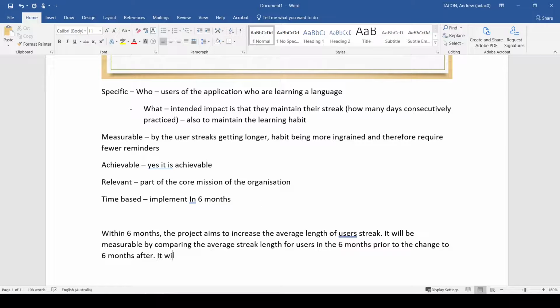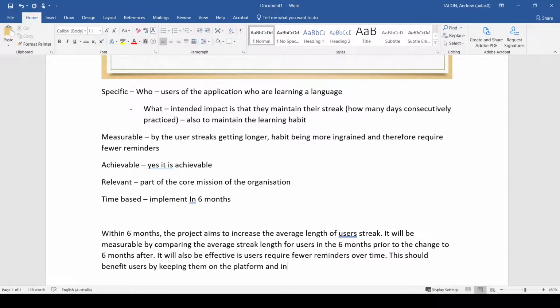It will also be effective if users require fewer reminders over time. This should benefit users by keeping them on the platform and involved in learning a language.